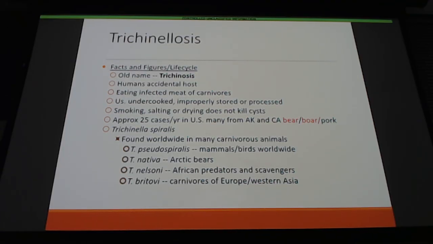The thing with the speciation at the bottom there, it's kind of nice because if you figure out the species, you can kind of figure out the animal that it's affecting. So if you look at Pseudospiralis, generally it's mammals and birds worldwide. If we look at T. nativa, it's usually Arctic bears. So folks up in that part of the world usually eat bear, so they can infect themselves with trichinosis.